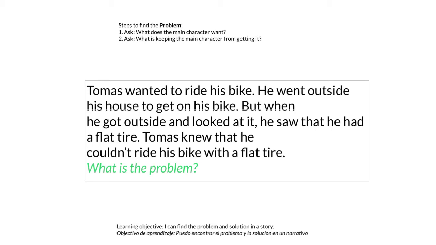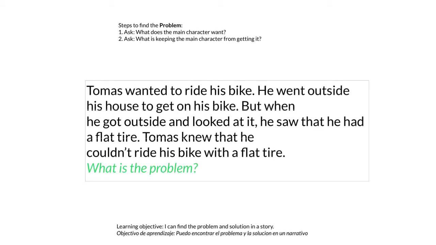Tomas wanted to ride his bike. He went outside his house to get on his bike. But when he got outside and looked at it, he saw that he had a flat tire. Tomas knew that he couldn't ride his bike with a flat tire. So what is the problem? Take a moment and see if you can figure it out on your own. Pause the video and see if you can figure it out. Write down your answer, please.